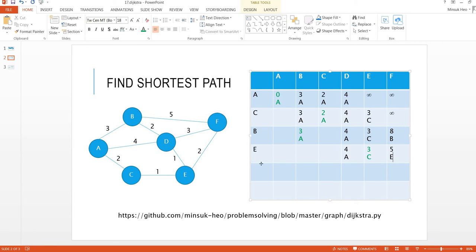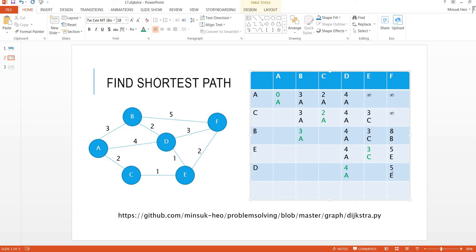D is smaller than F, so I'm going to go to D now. And copy this value over here and mark it as green color since we are here. And the D has the edge to A, B, E, F. Only F is an unvisited vertex, so I'm going to see the F from D. Okay. F from D edge is 3, so 4 plus 3 is 7 to F, but the 5 is smaller than 7, so I'm going to keep the 5 here.